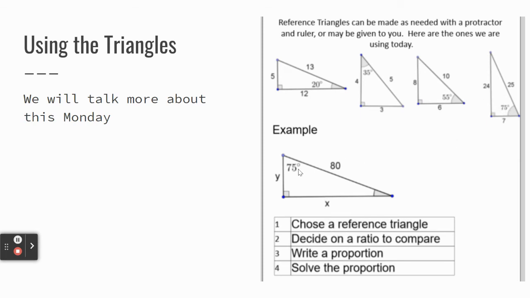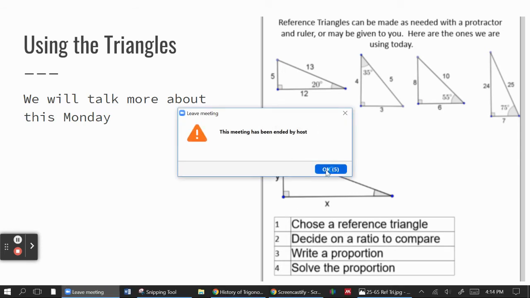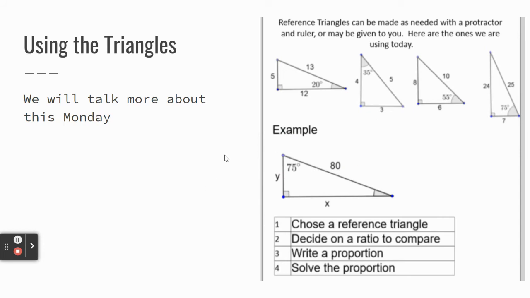It has the 75 in it. I'm going to decide on a ratio to compare. I could go between triangles. I could look at the 80 to the 25. But a better way, because we're doing these reference triangles, is to compare with insides. Maybe I want to compare the x to the 80. Well, the similar sides here would be the 24 to the 25. So I might do a ratio like x over 80 equals 24 over 25, and I'd be able to solve that.